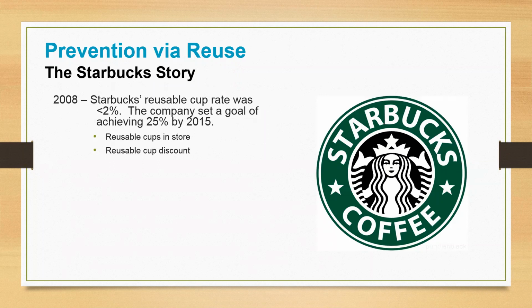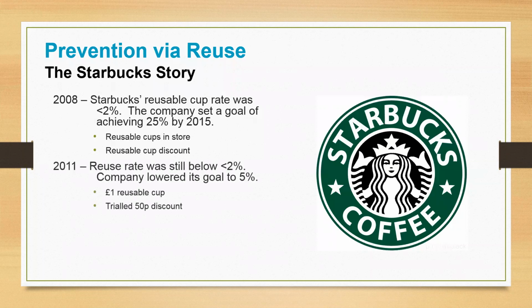And the goal of 25%, I think, really shows how little they understood the challenge they were up against. They started selling reusable cups in store, and they provided customers with the reusable cup discount we just looked at. By 2011, however, the reusable cup rate had not moved. It was still below 2% where it had started. And the company did what many companies do when they set targets that turn out to be unrealistic, which is they lowered their target. And in this case, significantly, from 25% to just 5%. After that period, they brought in the £1 reusable cup, so a significantly cheaper cup.